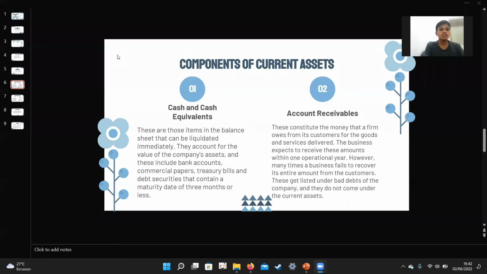Second, accounts receivable. This constitutes the money that a firm is owed by its customers for the goods and services delivered. The business expects to receive these amounts within one operational year. However, many times a business fails to recover the entire amount from the customers. This gets listed under bad debts of the company, and they don't come under the current assets.